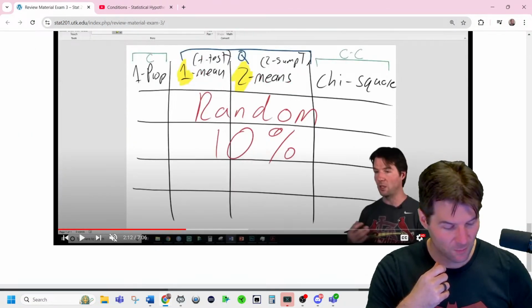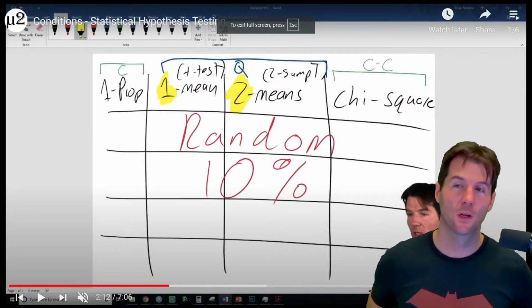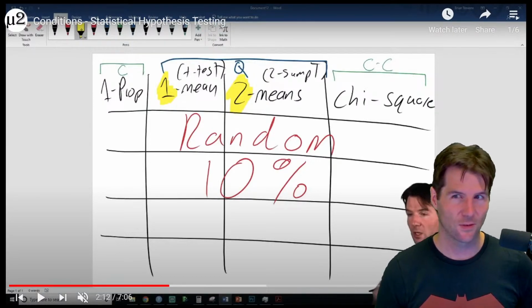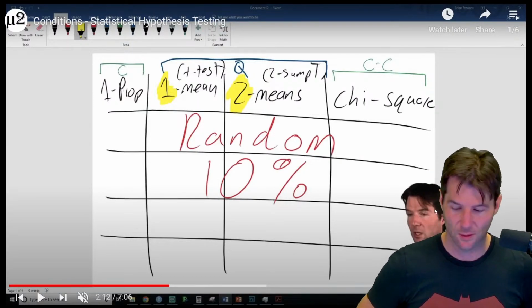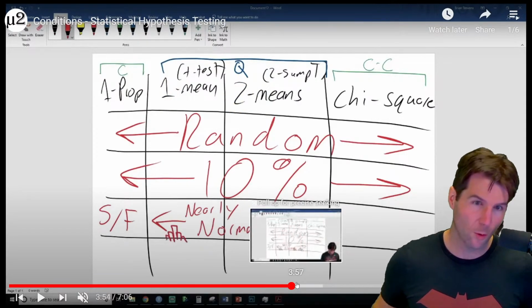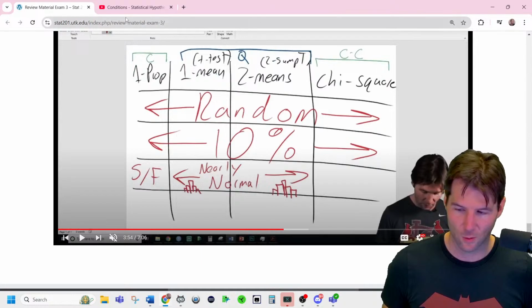So random is the first condition. We randomly select the observations. We have to meet that to be making a proper confidence interval. 10% and then success failure. That is correct. There it is down there at the bottom. Success failure. Nearly normal will be if it's quantitative. So we have to ask, is it categorical or quantitative?